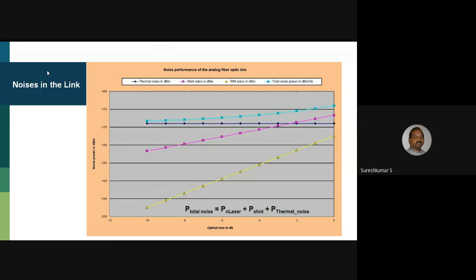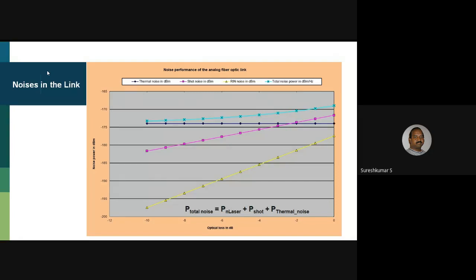The faint curve, you can see that based on the optical laws, the noise power, when there is 0 dB power to the receiver, on the right side, you can see the laser noise power is very high. At a lower power of minus 10 dBm, the noise power is lesser. And in the same way, the pink curve tells you the shot noise. Shot noise increases with optical power, and the blue curve is constant irrespective of the optical power. It's the thermal noise, naturally it will be constant. And the total noise is the very light blue curve, which is increasing, combining all three.